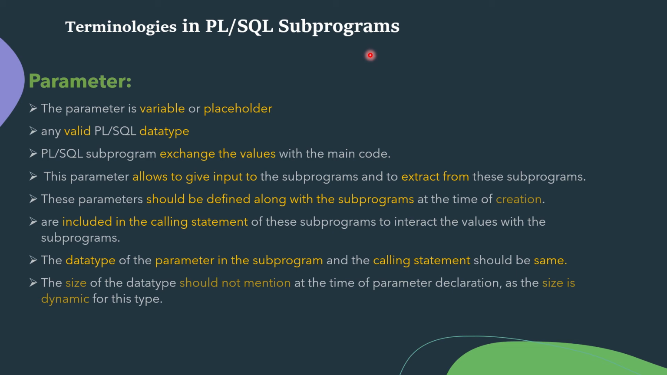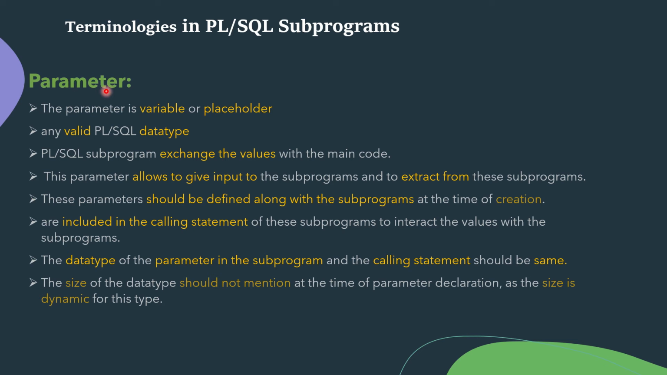In functions and procedures, certain terminologies are most commonly used. So now we are going to study the most important terminologies that may come in a procedure or a function. The first one is called parameter.